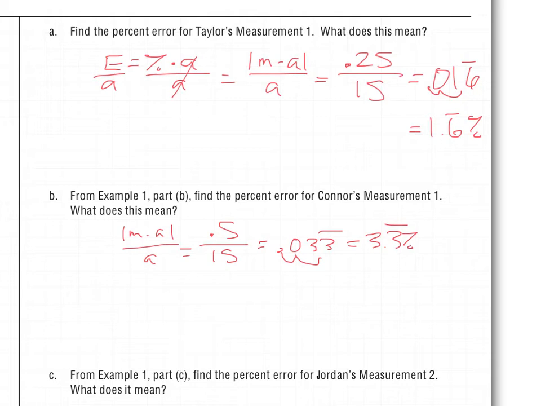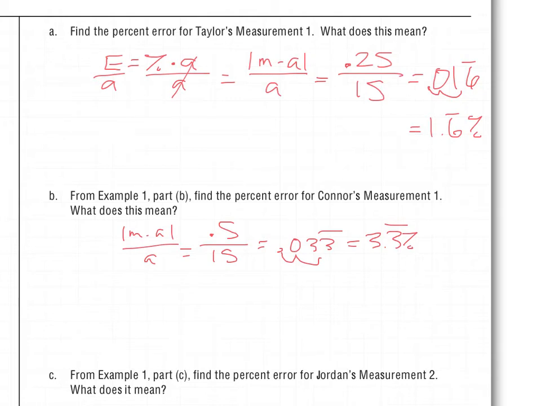So what does this mean? Turn and talk with your partner. What does it mean that he's 3.3% off in comparison to maybe Taylor's measurement? So as we look at this, what this tells us is that for every 3 out of 100, he's going to be off a little bit.